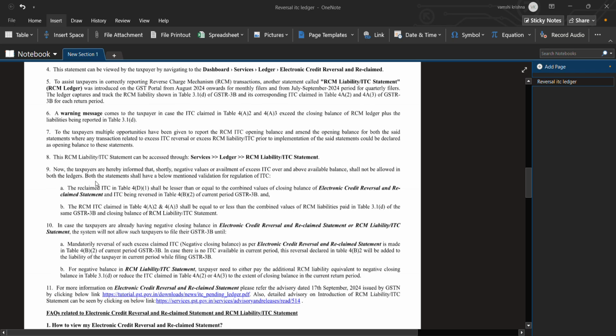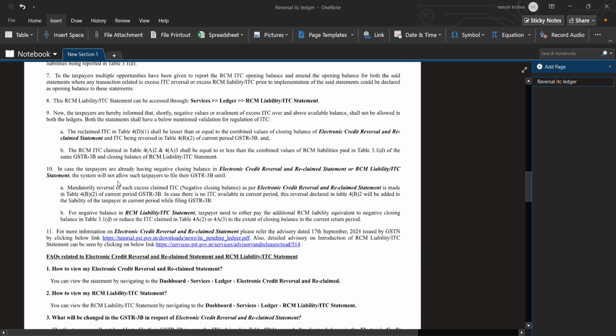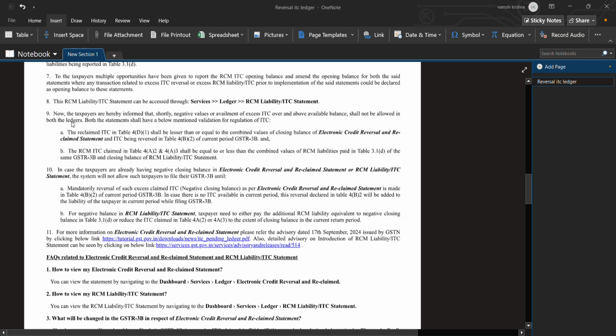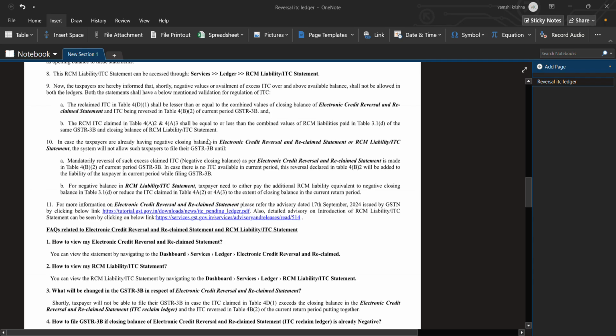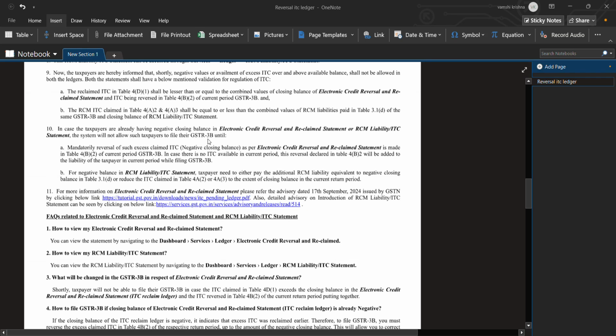Now taxpayers are hereby informed that shortly negative values or availability of excess ITC over the available balance shall not be allowed in both ledgers. We can claim only up to the ledger amount available. We can't claim any excess. The reclaimed ITC shall be lesser than or equal. We can zero it, but we can't claim excess. It will be negative, right? If it goes to a negative balance, then there will be a warning error on that.